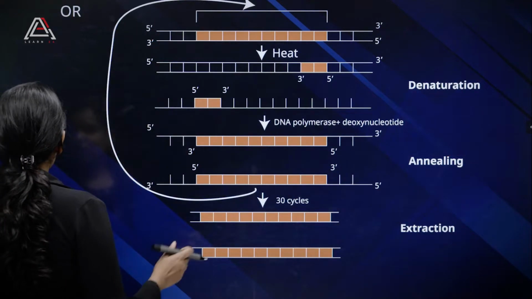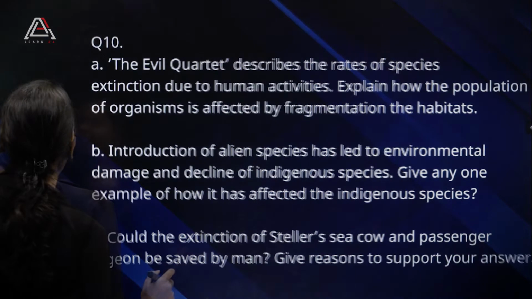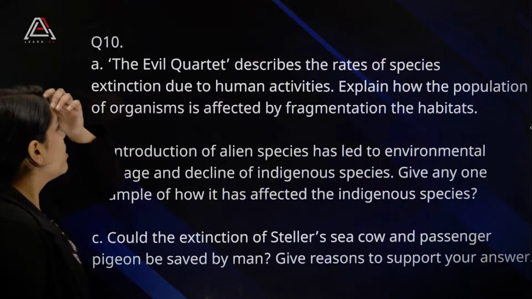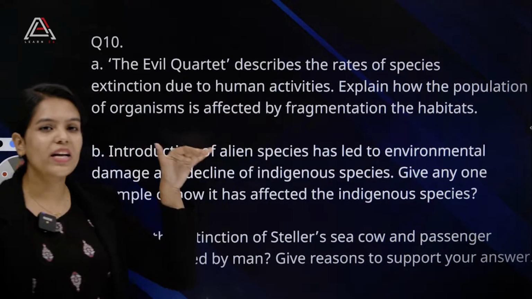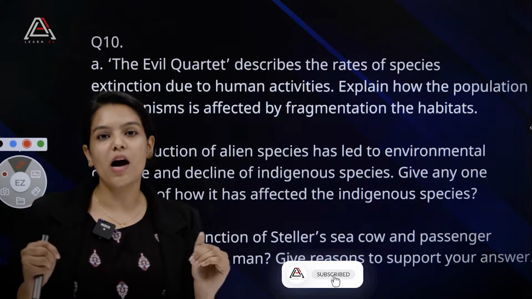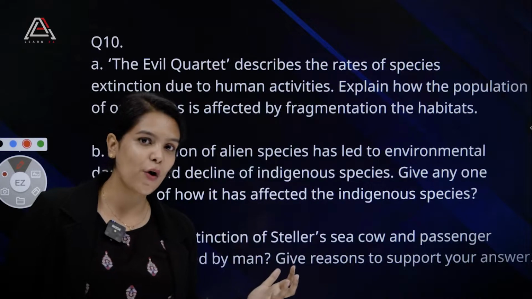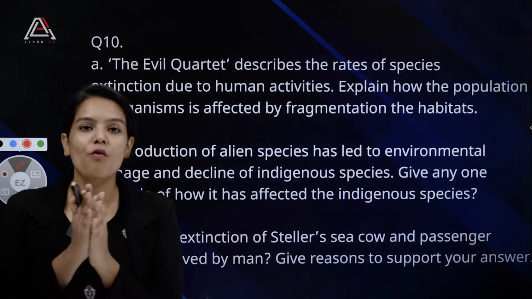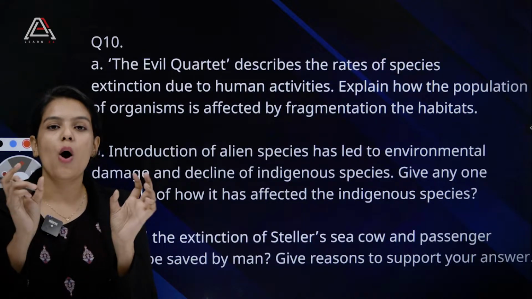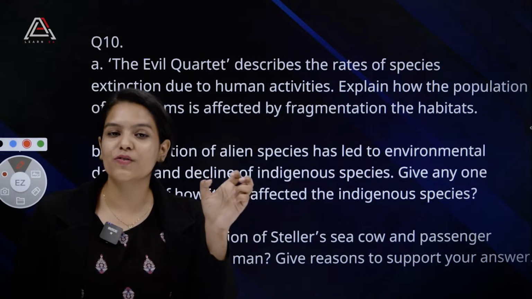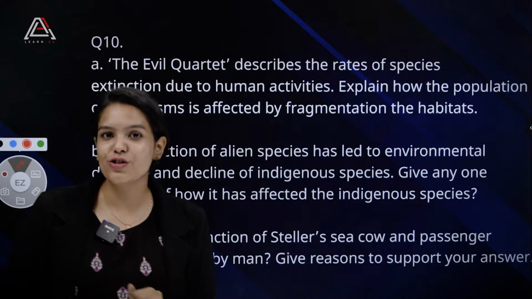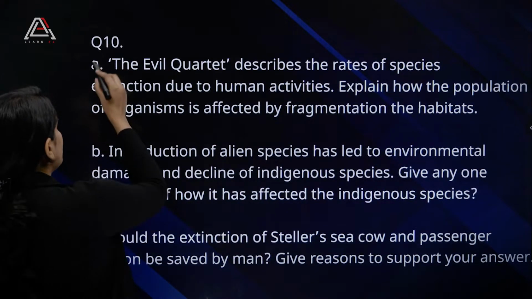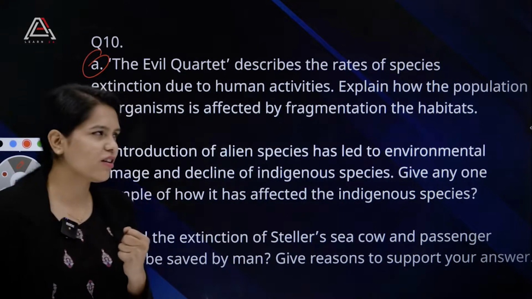So let's move on to the next question. Let's see what it is talking about. So the 10th question has 3 parts. And the question is for 3 marks. So it's obvious you have to give a 1 mark answer for each of these 3 parts, right? Understood? Okay, let's see the first part, that is the A part. What is it talking about, right?